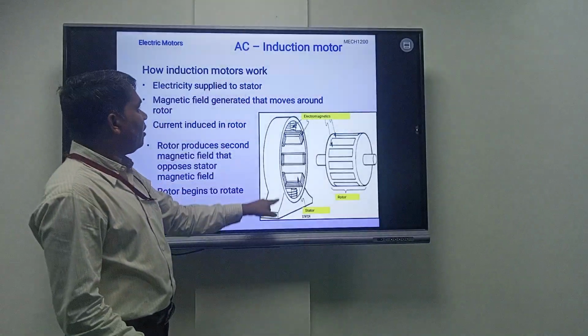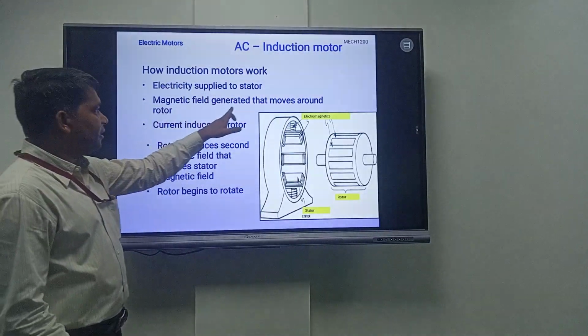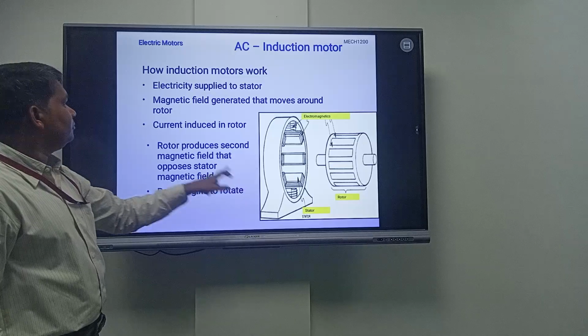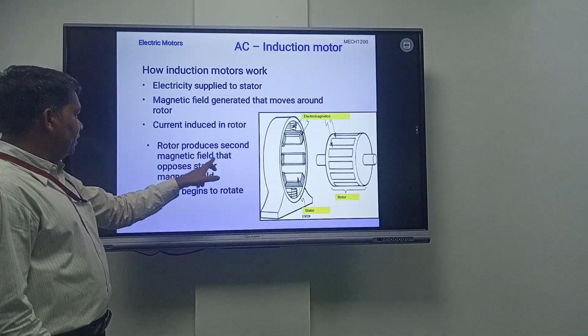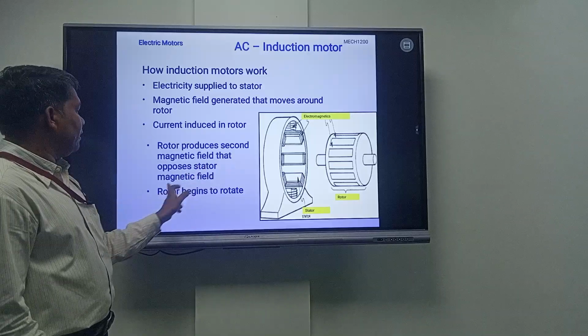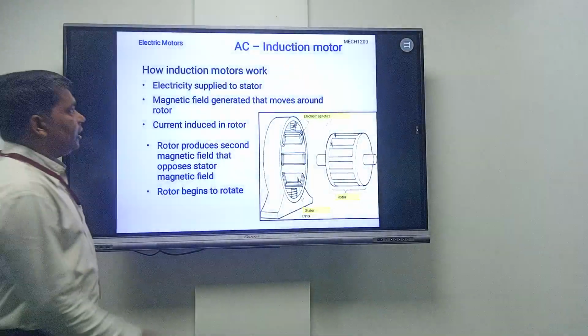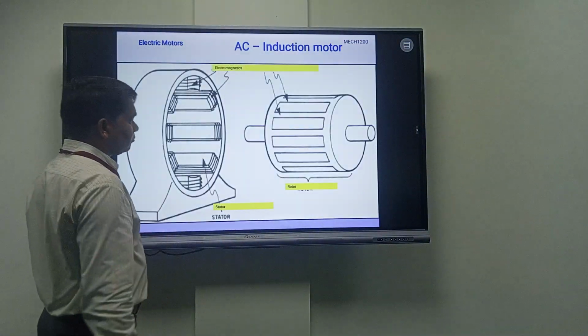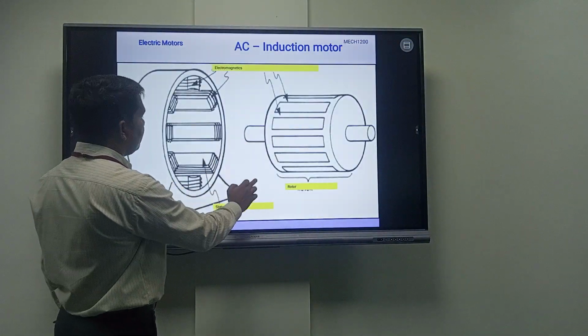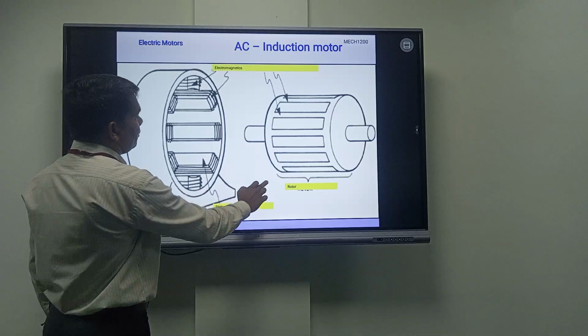Electricity supplied to the stator, a magnetic field generated that moves around the rotor, current induced in the rotor, the rotor produces a second magnetic field that opposes the stator magnetic field, and the rotor begins to rotate. This is a very simple way the working of the same thing has been shown here, right?